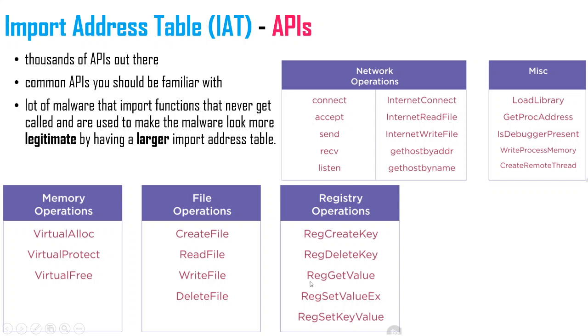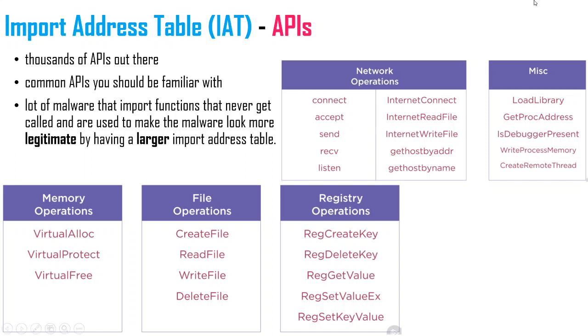So similarly for reg get value, reg set value x, reg set key value. So these are all the very common APIs you have to look into as a malware research analyst. And for network operations: connect, accept, send, receive, listen, internet connect, internet read file, internet write file, get host by address, get host by name. So these are all very common APIs every malware analyst should know.